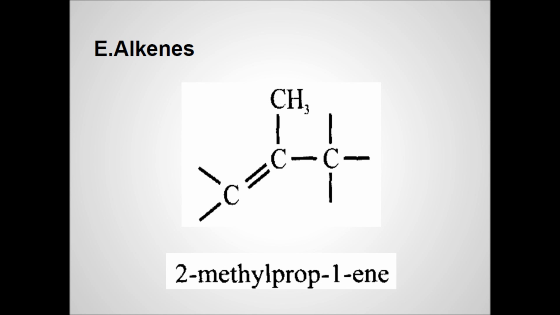First, check the parent line. Then check if it is single bonded, double bonded, or triple bonded. Lastly, check the branch carbon. Then it is going to be 2-methylprop-1-ene.